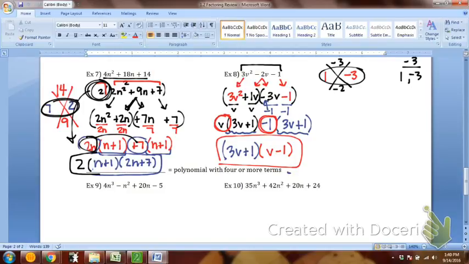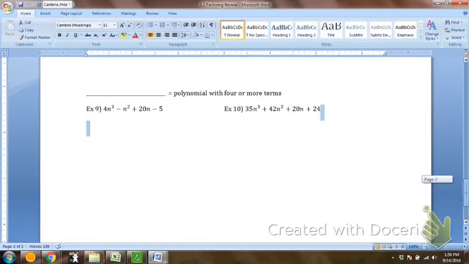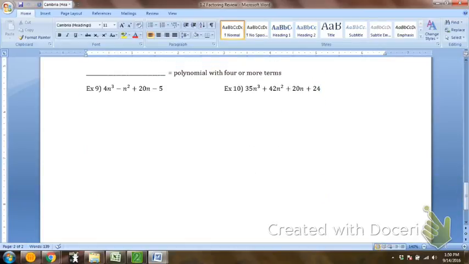This V right here, it goes over here with this one. Okay? All right, a polynomial with 4 or more terms is called a what? Good. Who said that? That was kind of a trick question. A polynomial with 4 terms is just called a polynomial. All right? Okay, so mark that down there. Polynomial with 4 terms is just called a polynomial.